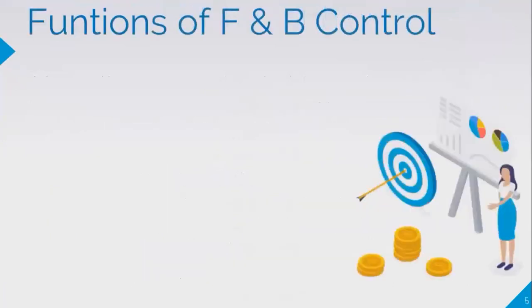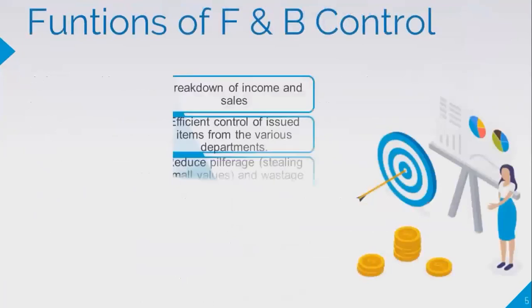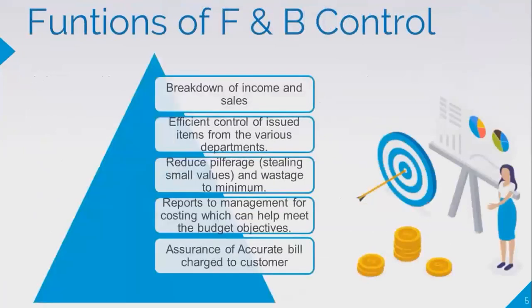Now let's understand functions of food and beverage control. The first one is breakdown of income and sales. The second one is efficient control of issued items from the various departments. For example, you are in a coffee shop and you are going to the stores and asking for your daily requirement of food and beverage items. Whenever you're taking anything from the stores, it needs to be recorded. That record is extremely important for you to know how much is ordered and how much is received.